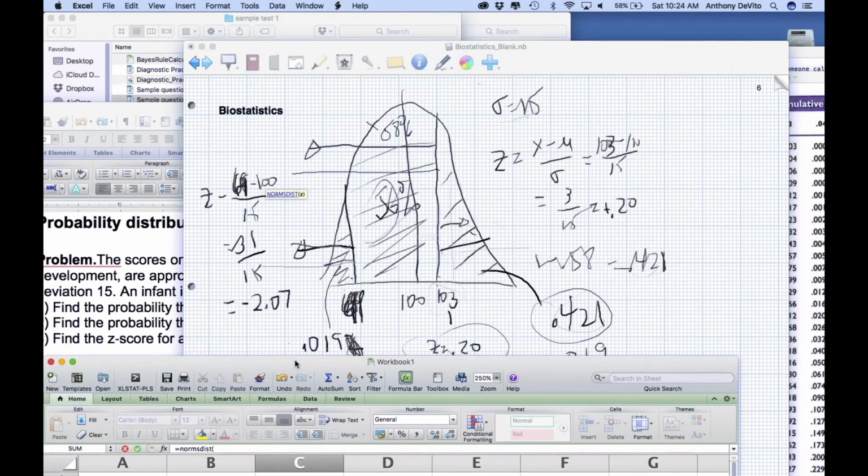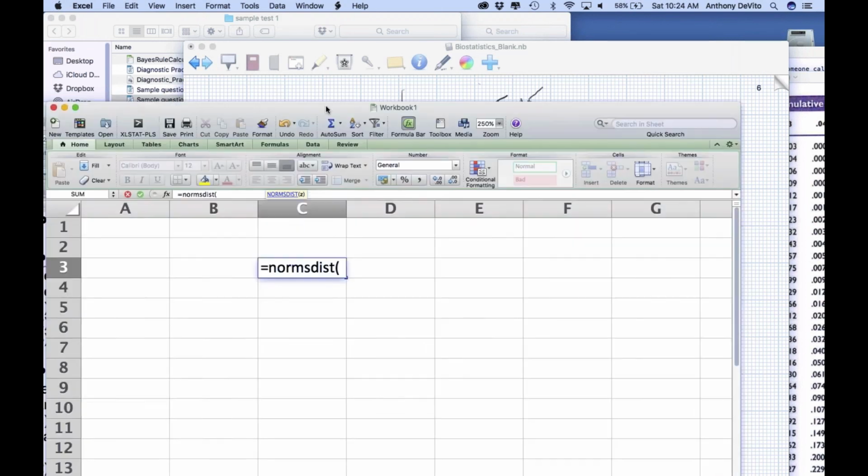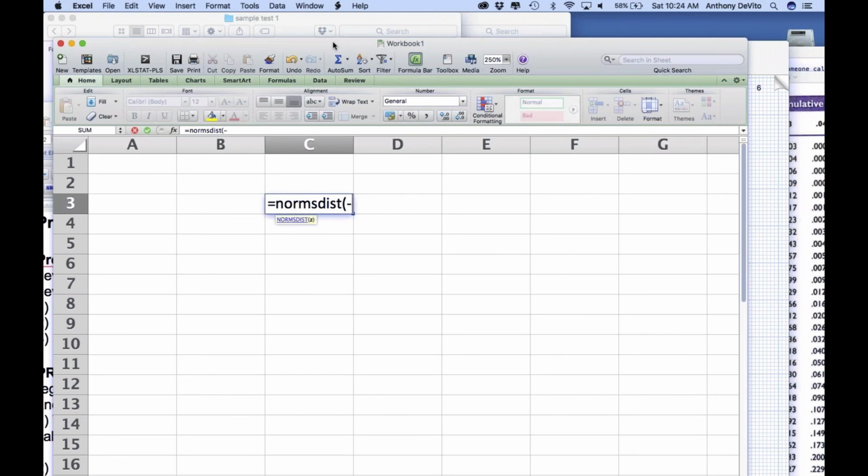Well, I'm going to take one of these values. The z-score that I was looking for before was negative 2.07. I looked it up on the table. It represented an area of about 1.9%. I'm going to put in that z-score here, negative 2.07, and I'm going to hit enter.